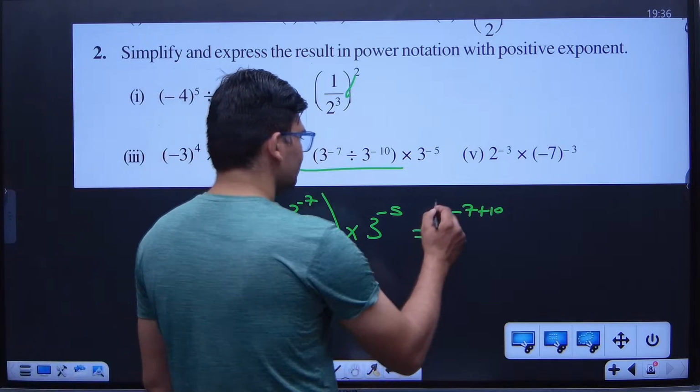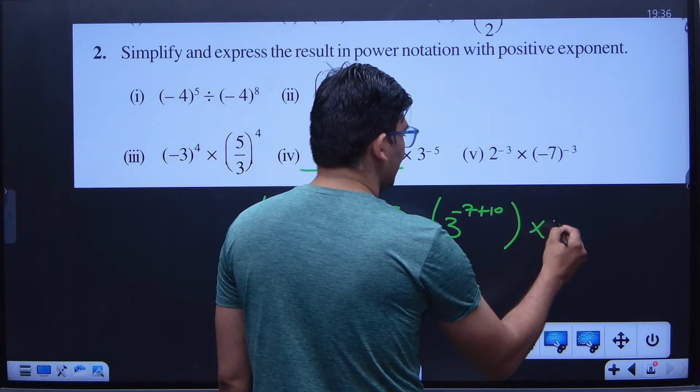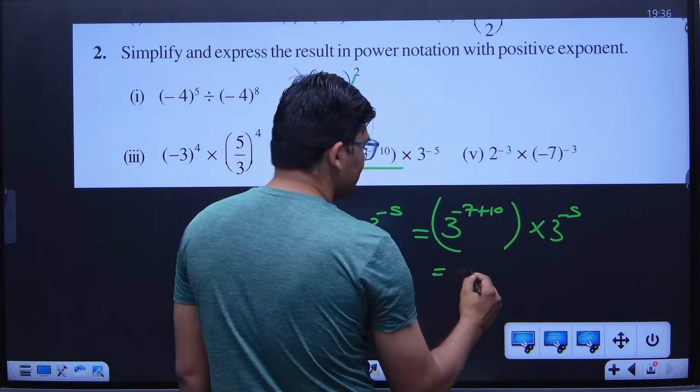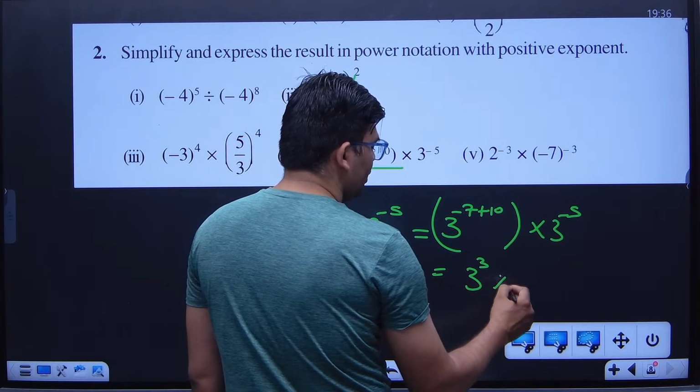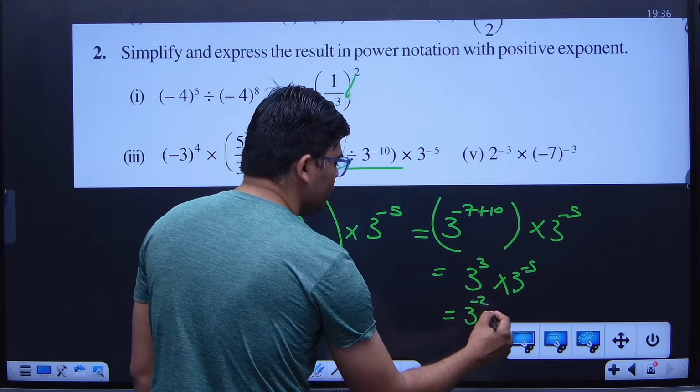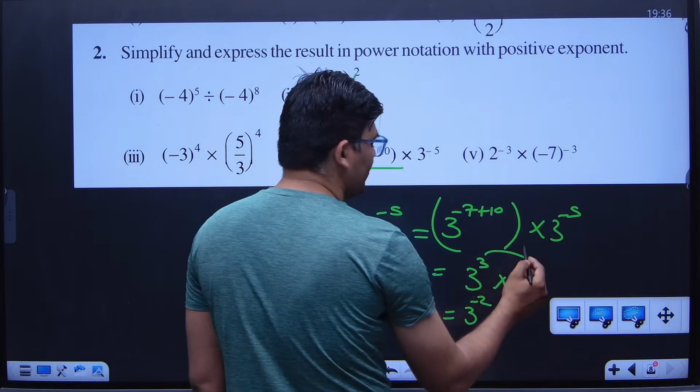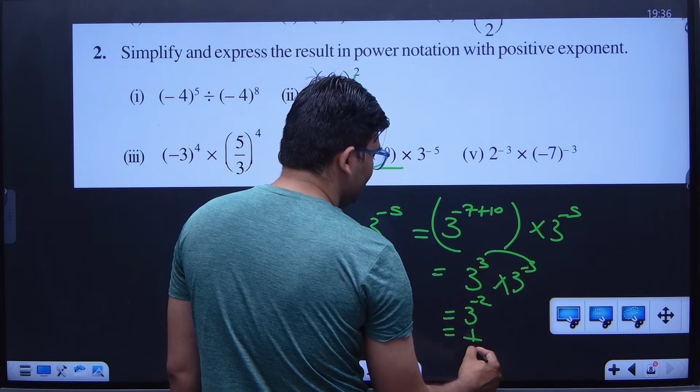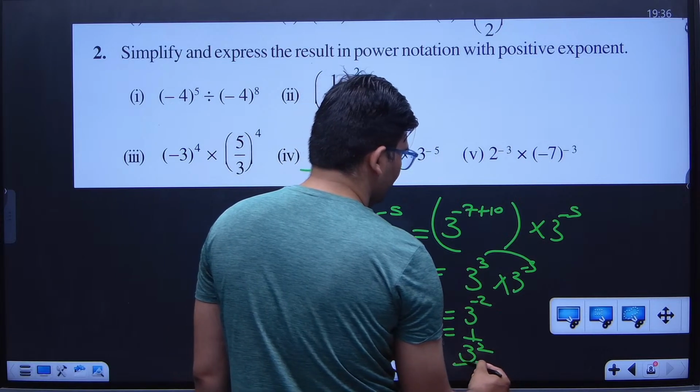Okay. Into 3 raised to the power minus 5. So this is going to be 3 raised to the power 3 into 3 raised to the power minus 5, which is going to be 3 raised to the power minus 2, because when you add them it will become minus 2. So the answer will be 1 by 3 raised to the power 2.